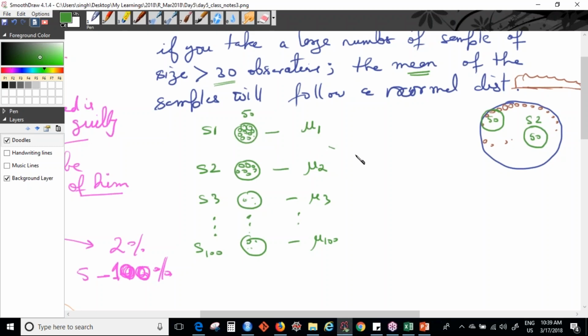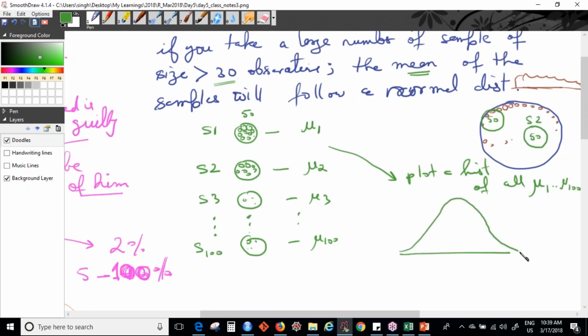Now I will plot a histogram of these averages, of all mu1 till mu100. If I plot a histogram of all of these mu's, I will find that it is normally distributed. That is for sure. This is what the central limit theorem says.